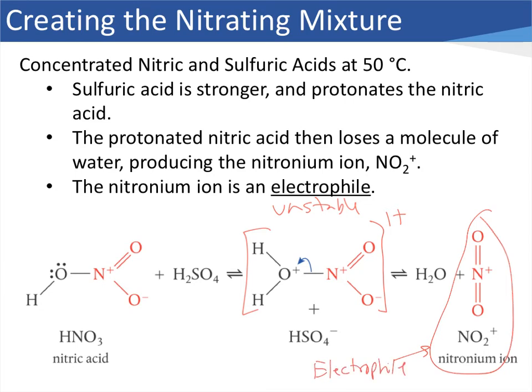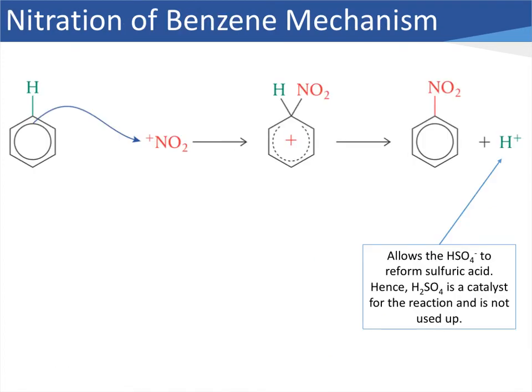And that makes sense because it has a positive charge, and electrophiles often have a positive charge because they're electron deficient. So now the benzene ring can interact with the electrophile and create this disrupted pi system with the hydrogen and the NO2 bonded here, and this is a positive ion.